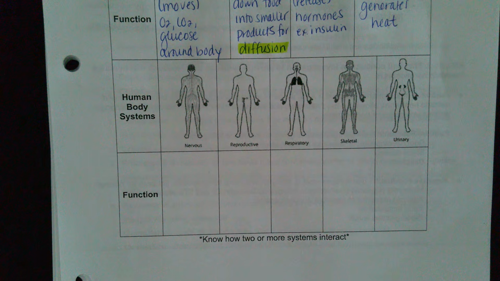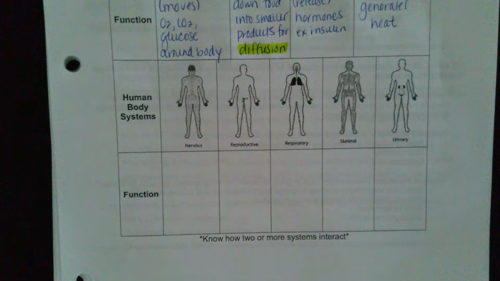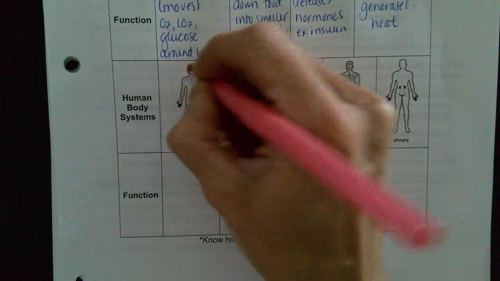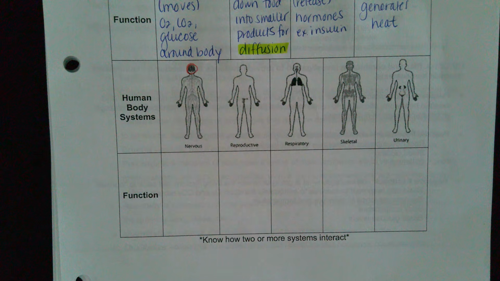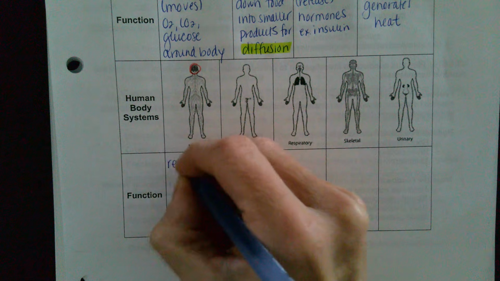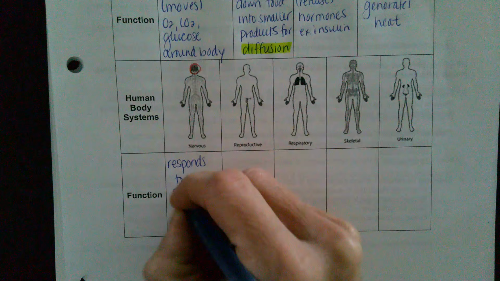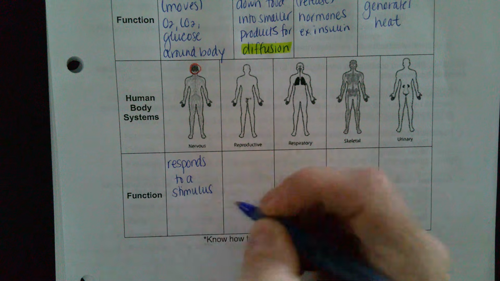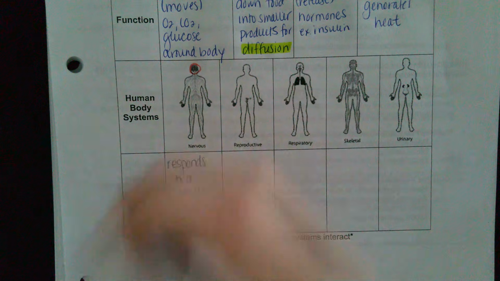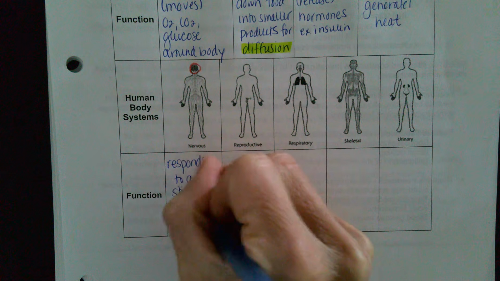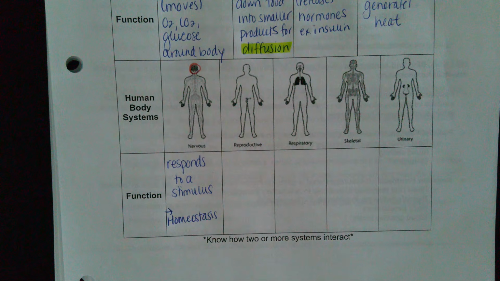Next up, we have the nervous system. Again, just going back, because I didn't do this for the last few, but we always want to think, what is our main organ? The main organ for the nervous system is going to be the brain. The nervous system is in charge of maintaining homeostasis. Sometimes they're going to write this as responds to a stimuli. When it's responding to a stimuli, again, that's really referring to the fact that your body is trying to make sure that it's staying balanced, and that is what homeostasis is.